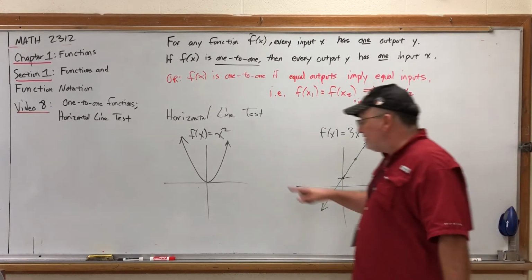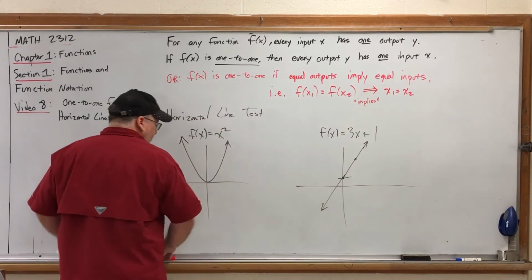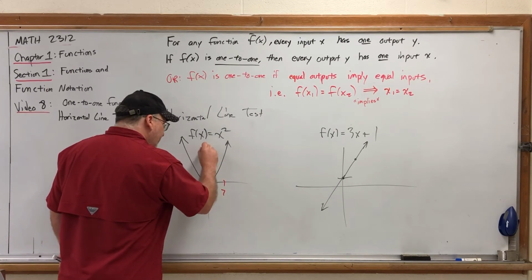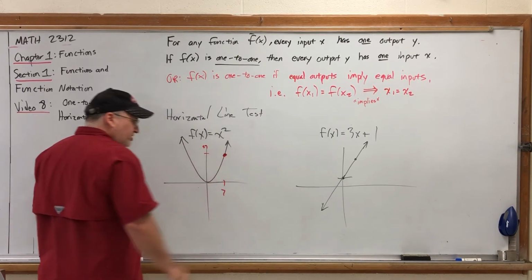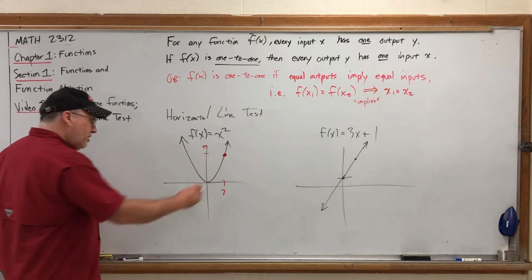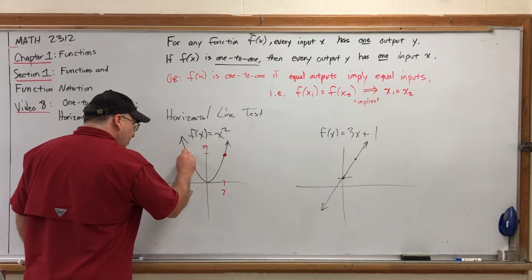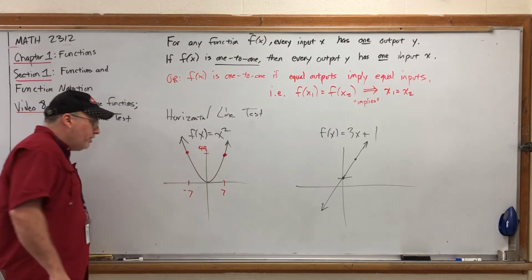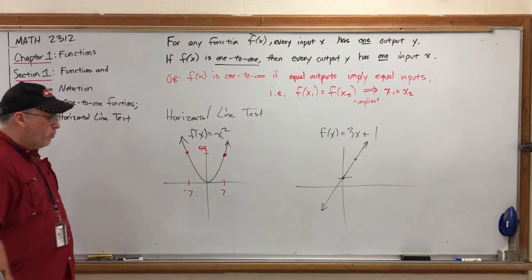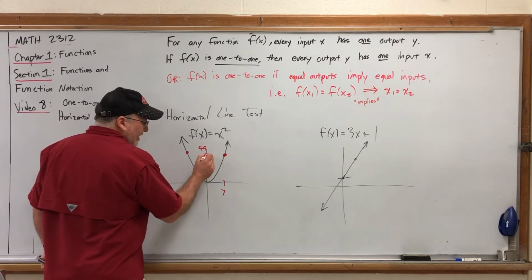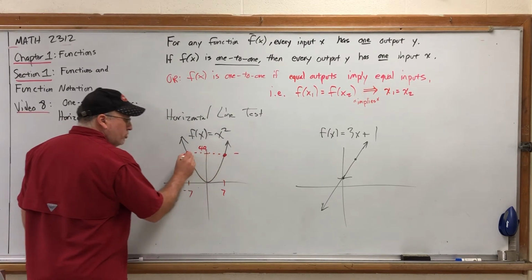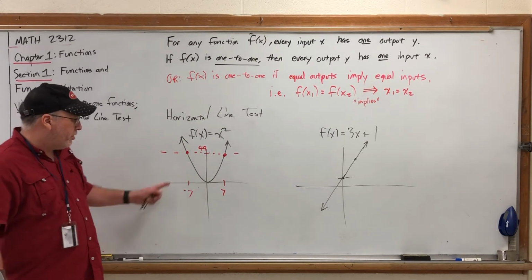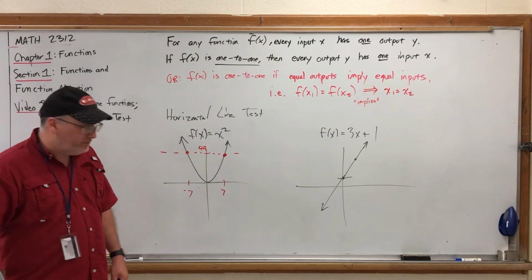Let's think about why this function failed, f of x equals x squared. Remember when we put in 7 and we got out 49? And so the point 7 comma 49 is on the graph. But negative 7 comma 49 would also be on the graph because both 7 and negative 7 squared are 49. The reason this function failed to be one-to-one is because there was a y value in output that had two corresponding inputs. That violates being one-to-one. There are two inputs to this one output.